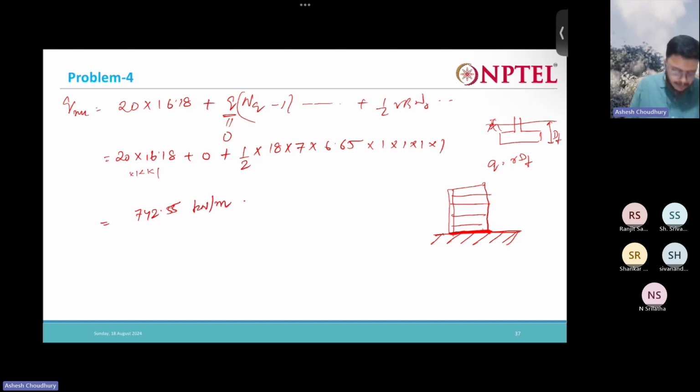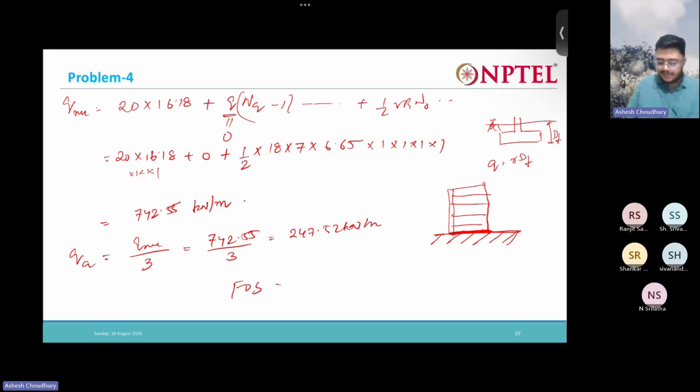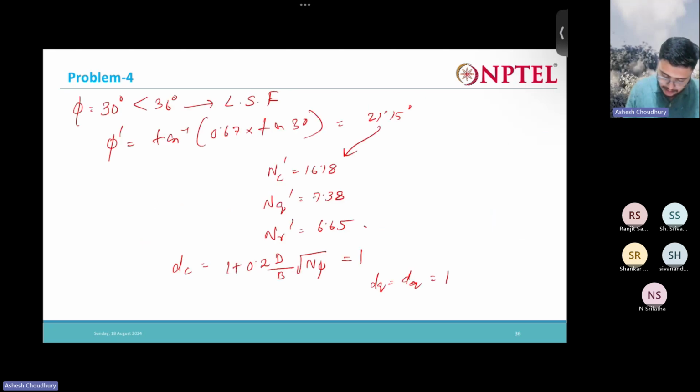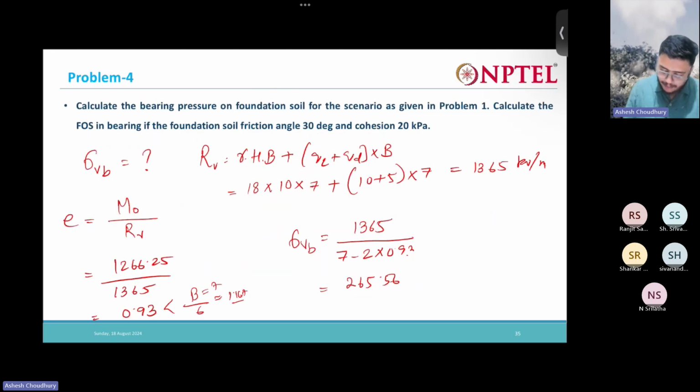So this one you will get as the parameter. So this is net ultimate. From here you have to find allowable. Allowable is net ultimate divided by factor of safety. You can take factor of safety as 3. Now what is the factor of safety then? Calculate the factor of safety. 247.52 divided by how much? How much pressure is it coming? 265.56.